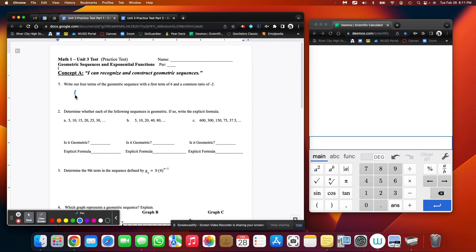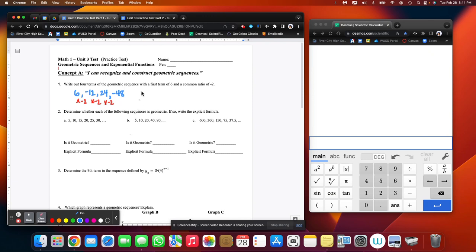So our first term is 6. To get the next term, we're just going to multiply that by -2. Well, 6 times -2 is going to be -12. To get my next term, I'm going to multiply by -2. So -12 times -2 is +24. And then again, to get my fourth term, we're going to multiply by -2. So 24 times -2 is going to give me -48. So there's the first four terms of a geometric sequence.